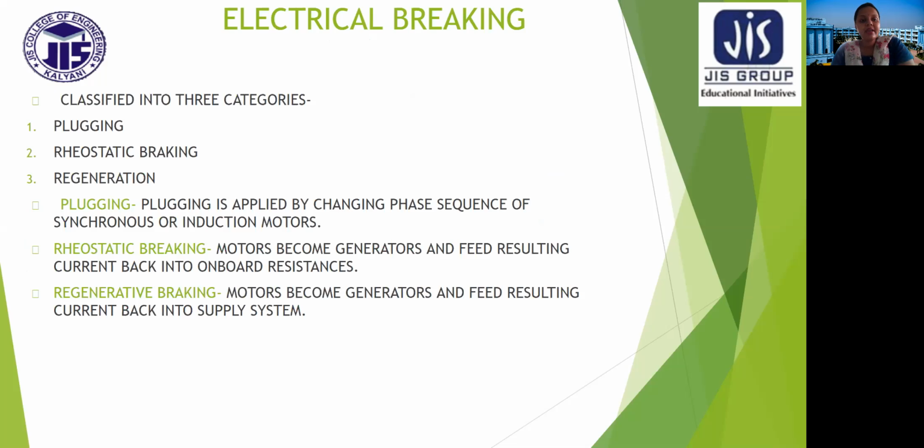Now electrical braking, as we all know, has three types. Plugging, where the phase sequence of the motors gets reversed for three-phase or AC motors, and for DC motors, the field or armature terminal connection gets reversed. Rheostatic braking, where motors become generators and feed the resulting current back into the onboard resistance, but rheostatic braking is not used. Regenerative braking, where motors become generators and feed the resulting current back into the supply system.